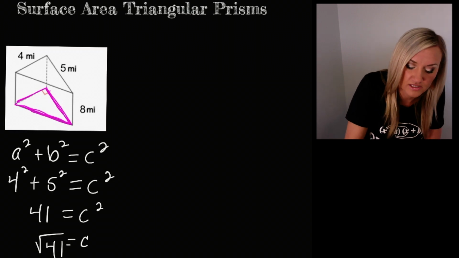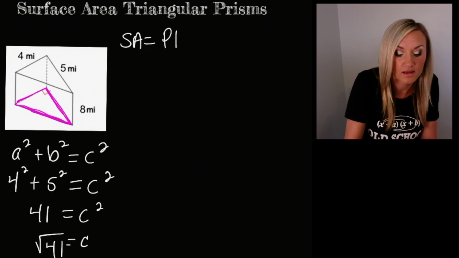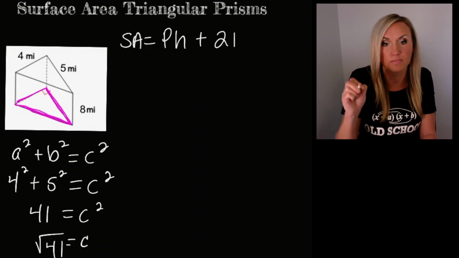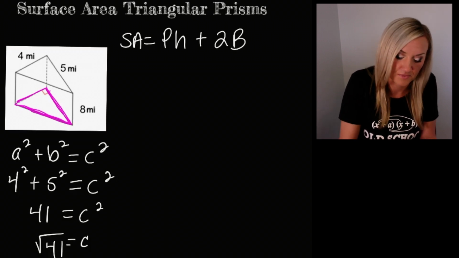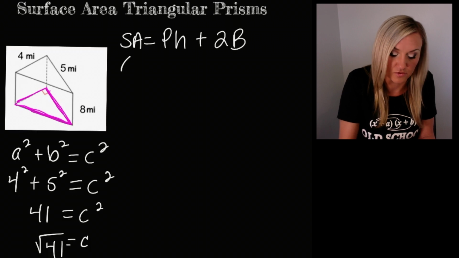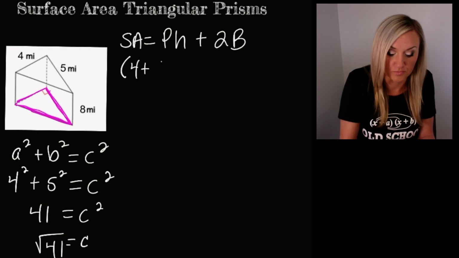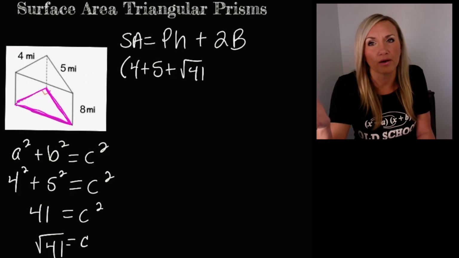Okay, that's helpful. Let's go ahead now and start with our formula, surface area, perimeter of the base times the height, plus 2 times the area of the base. You know me, I always like to start with that formula. Keeps me organized. So the perimeter of our base is the 4 plus the 5 plus the square root of 41. Let's just leave it in a radical for right now.